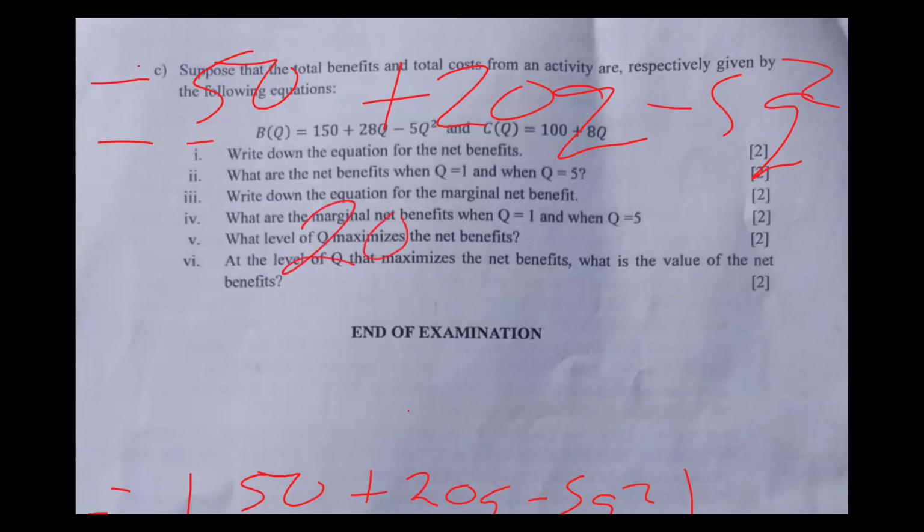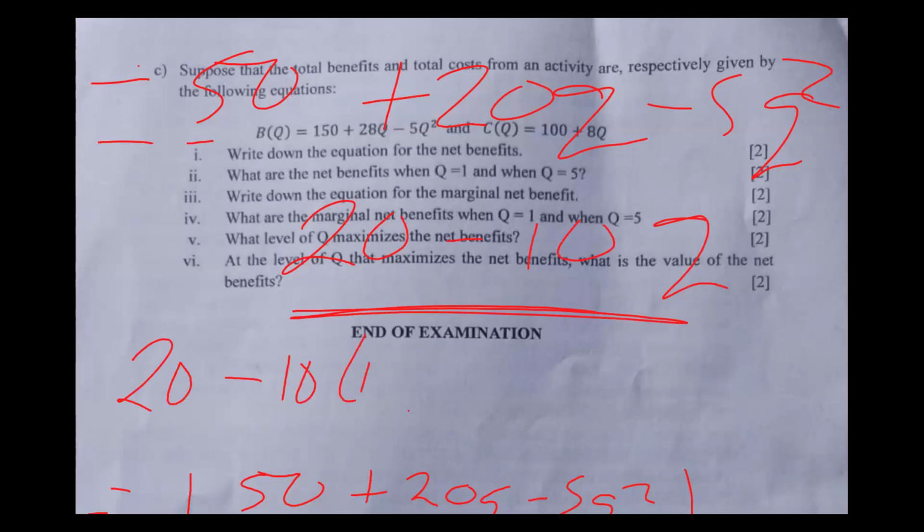You have 20 minus 10Q. That's the derivative of that. And then in this question, now you can start substituting. What is the net benefit between Q1 and Q2? At Q1, you just substitute where there's Q, you put that. So it will be 20 minus 10 times 1, which will give us 10.